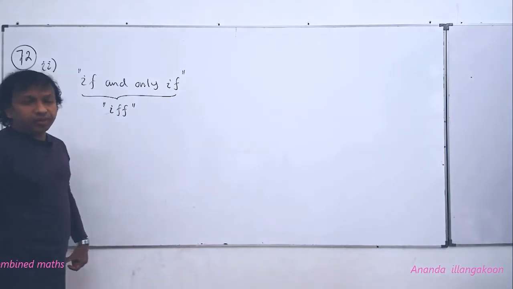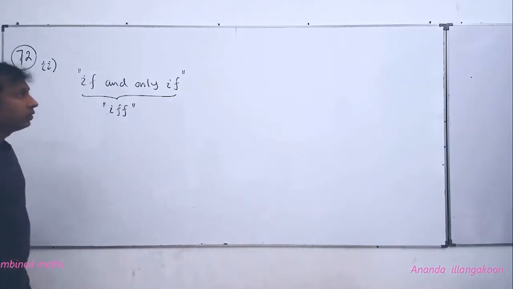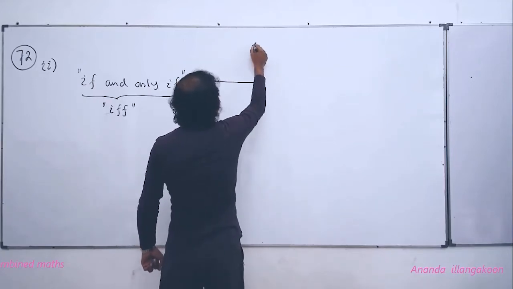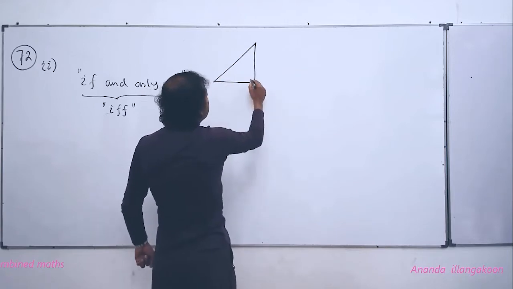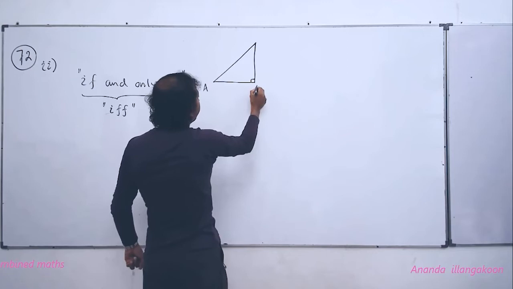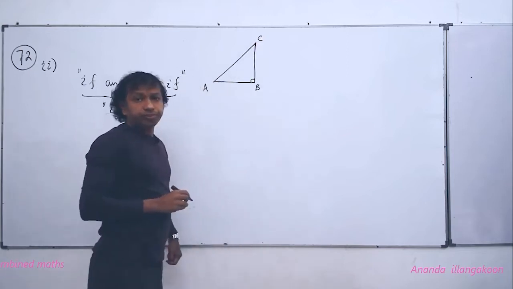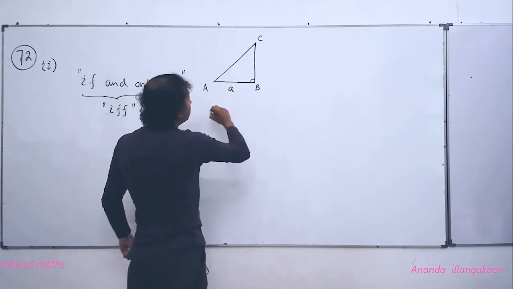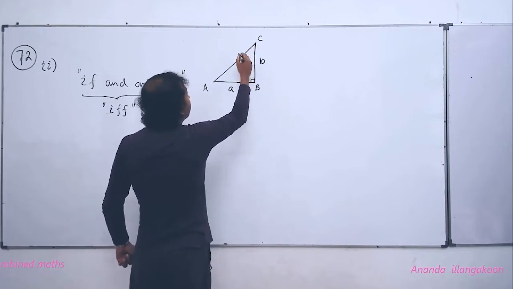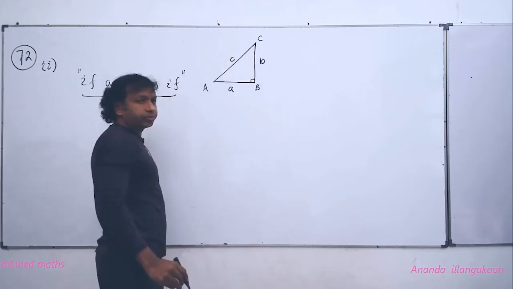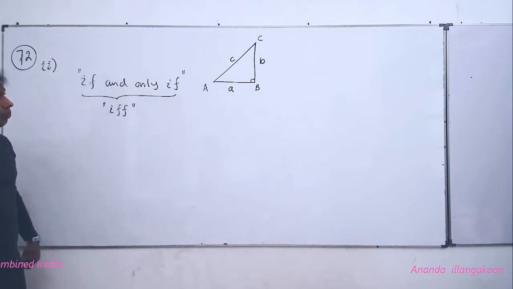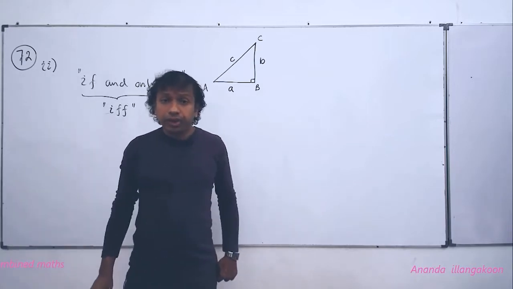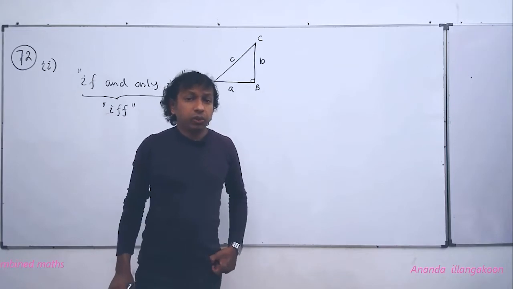I am going to take one example like this. Suppose here we have a right angle triangle. Suppose this triangle is ABC. I'm going to take the length of AB as a, BC as b, and this is c. Now, for any right angle triangle, you know, any right angle triangle obeys the Pythagorean theorem.